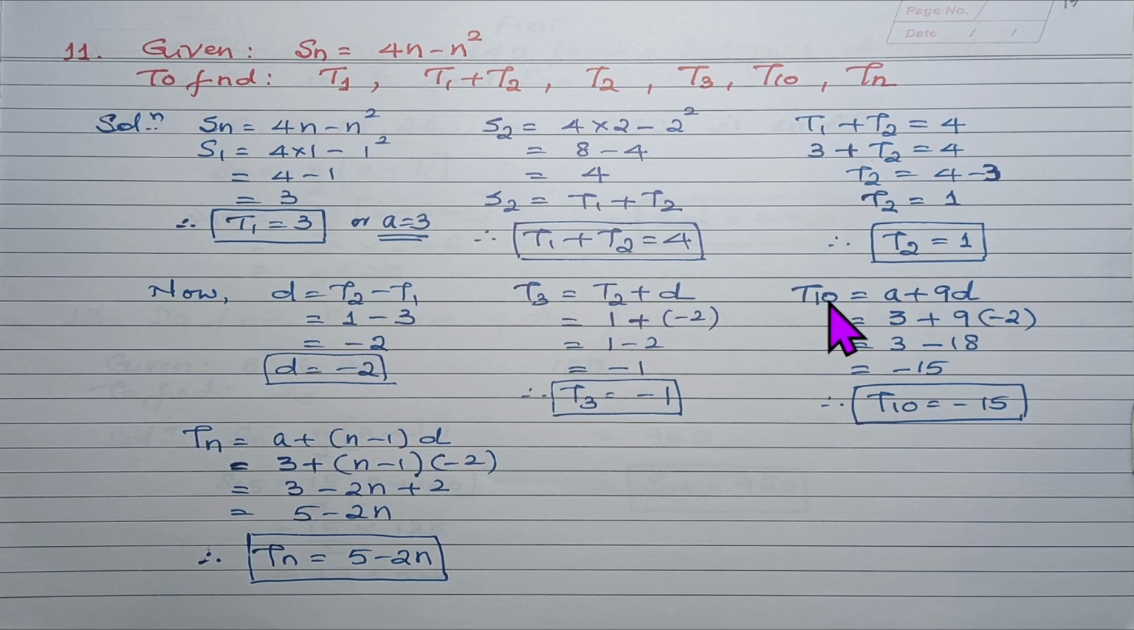Now if you have to find T10, T10 is equal to A plus 9D. A is known to us, it is 3 because the first term is 3, plus 9 into minus 2 because we have found out D here, minus 2. 3 minus 18 is equal to minus 15, therefore the 10th term is minus 15.